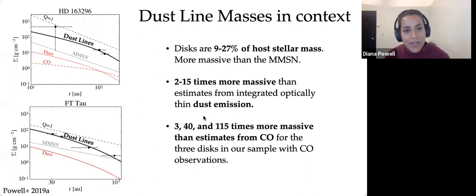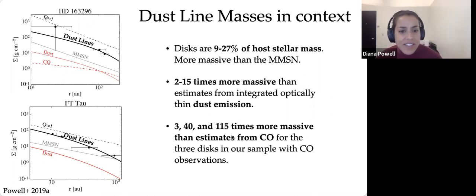So here on the left, I'm showing total gaseous surface densities in black compared to previous tracer-derived surface densities and the minimum mass solar nebula, which represents the minimum mass required to form our solar system. And so the disks in our sample are 9 to 27% of their host stellar masses. So this is significantly more massive than the minimum mass solar nebula, which is only about 2% of the sun's mass. And these disks are also 2 to 15 times more massive than estimates from optically thin dust emission, assuming an interstellar medium dust to gas ratio.